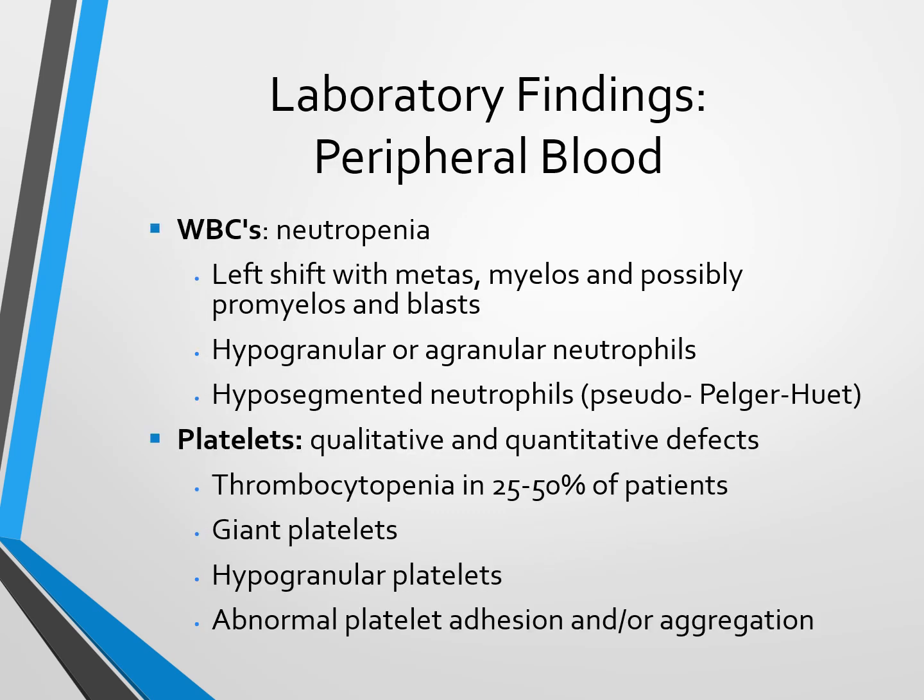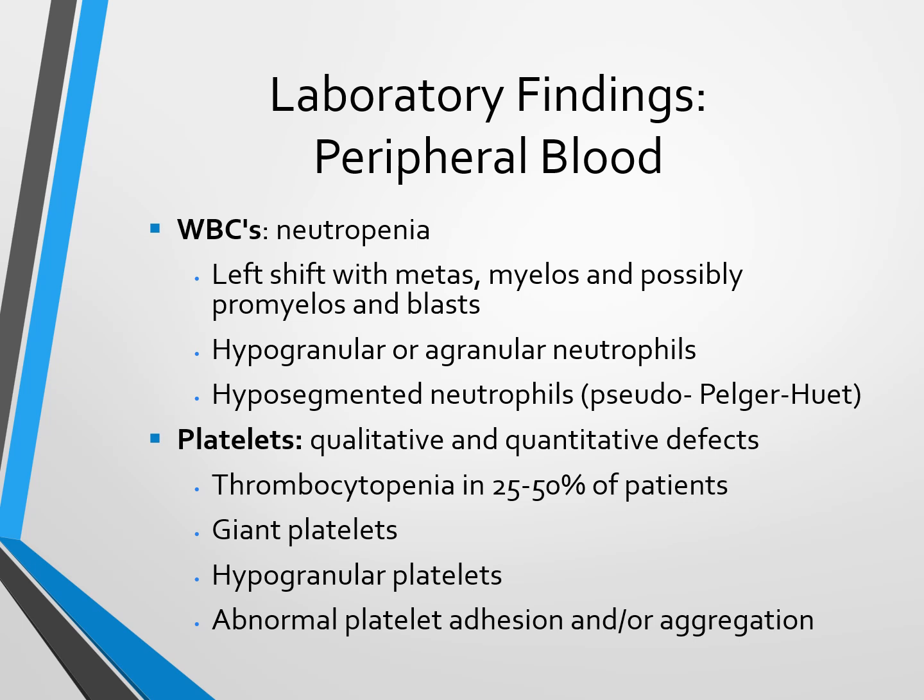Okay, so again, we're going to see neutropenia with our white blood cells, so a decrease in neutrophils or the neutrophilic line. We may have a left shift where we see metamyelocytes, myelocytes, and possibly even myeloid blasts, promyeloid blasts. We might see abnormal morphology with our neutrophils, so hypogranular or agranular neutrophils. And we may see that pseudo-Pelger-Huët anomaly, so that hyposegmented neutrophils, which is not due to a genetic inheritance, but rather an environmental exposure.